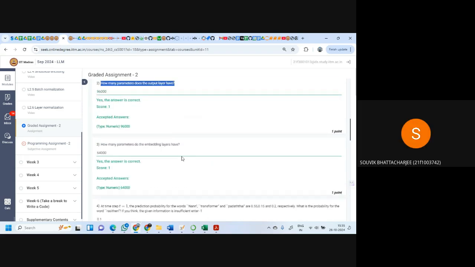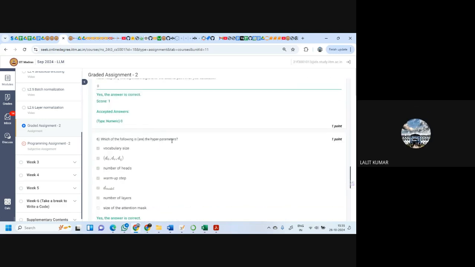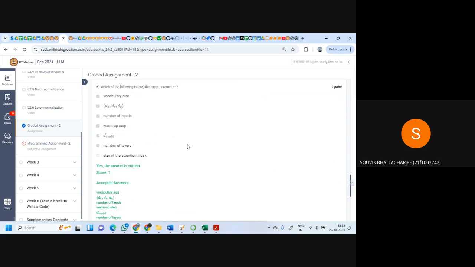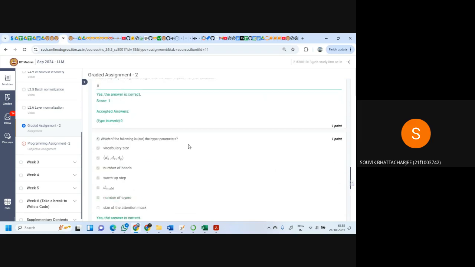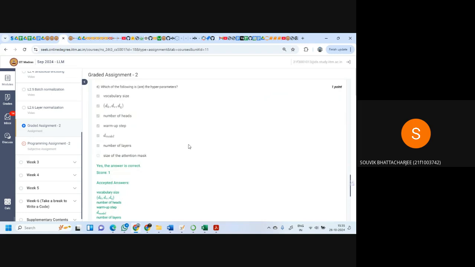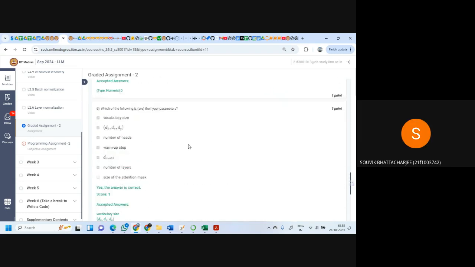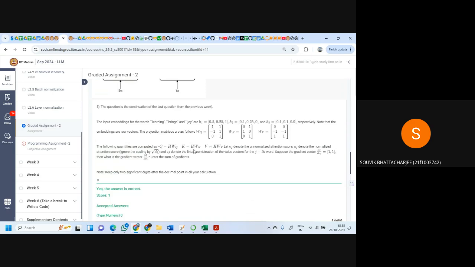So, basically, the fifth question you have, if you scroll down. Yes, the fifth question. How do you solve for the gradient vectors? How do you proceed with this? You have to do the calculation for this. It's a big calculation. You'll have to multiply this, or you can write a Python code and find that out.